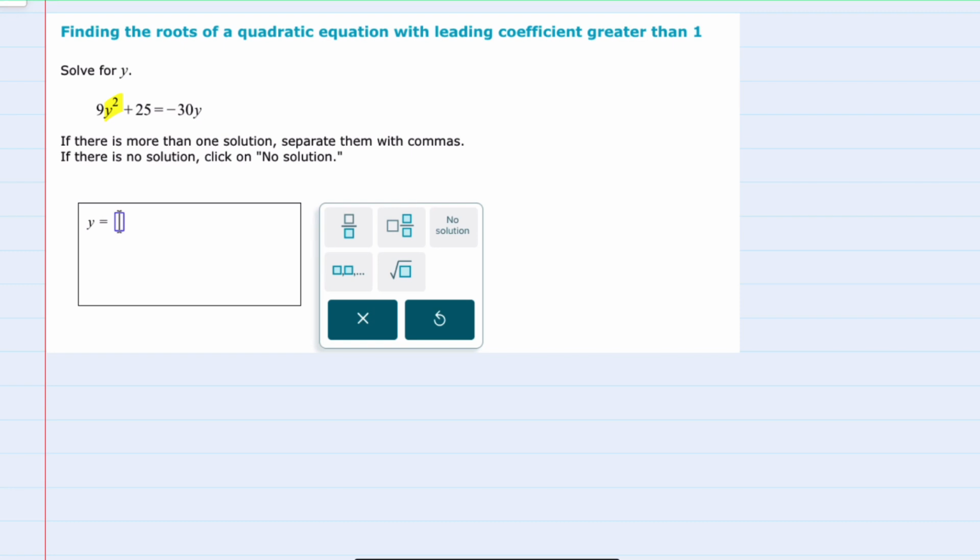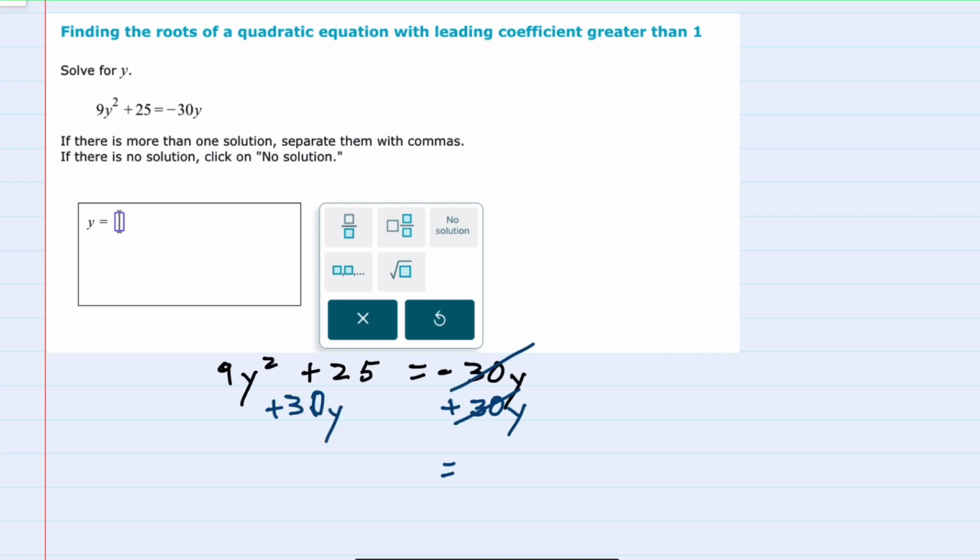We would just need to move everything to one side to set it equal to 0. And to do so, I can add 30y to both the left and right hand side, giving me a 0 on the right hand side. And on the left hand side, I don't have any like terms, but I can write this in descending order as 9y squared plus 30y plus 25 equals 0.